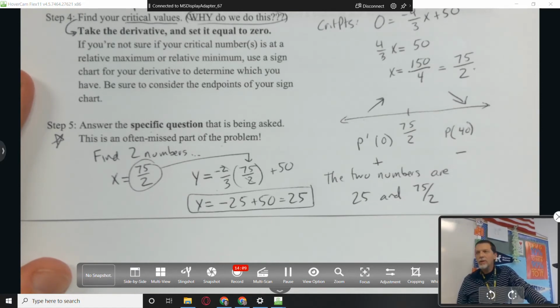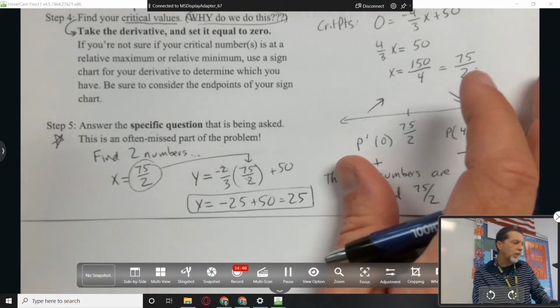You don't have to put it in a complete sentence, but make sure you've answered the question. Sometimes, and we did this on the test yesterday, one of the last questions was find the equation of the tangent line and then use the tangent line to estimate something. You've got to make sure you answer both questions. Thumbing through, I saw a few people that found the estimate, but it never really clearly said what the line was. So make sure you answer the question and it's clear which answer goes with which question.